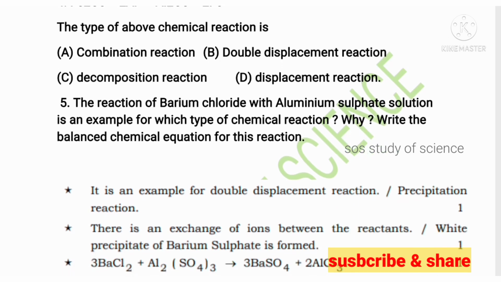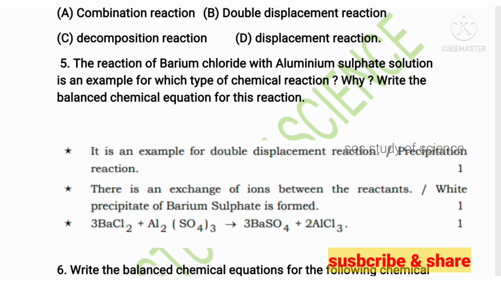Moving to the next question: the reaction of barium chloride with aluminium sulphate solution is an example of which type of chemical reaction? Why? Write the balanced chemical equation for this reaction. This question is asked for 3 marks. Very important question. It is an example of a double displacement reaction.